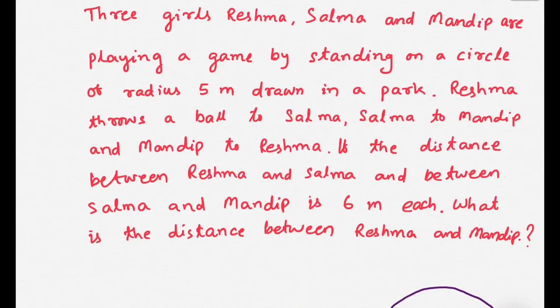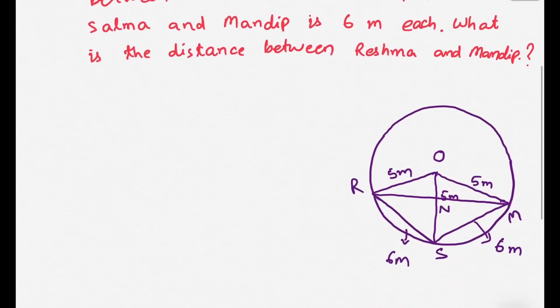So let us take one question from exercise 10.4, question number 5. In this question we are given three girls, Resma, Salma and Mandeep are playing a game by standing on a circle of radius 5 meter drawn in a park. Resma throws a ball to Salma, Salma to Mandeep and Mandeep to Resma. If the distance between Resma and Salma and between Salma and Mandeep is 6 meter each, what is the distance between Resma and Mandeep? So in this question, here I have drawn the diagram.